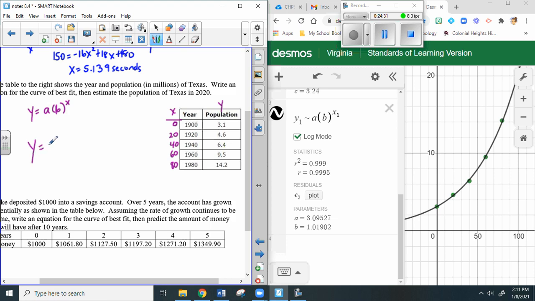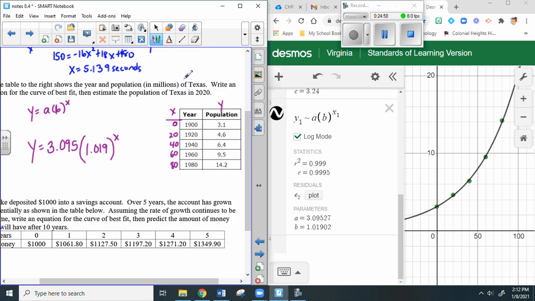So we're going to write y equals, and we have decimals, so we have to round to 3 decimal places or more for a, and 3 decimal places or more for b. Just don't forget to put the x. All right, so there's my equation, but then instead of asking like a part A and a part B, I just went ahead and said, okay, now estimate the population of Texas in 2020.